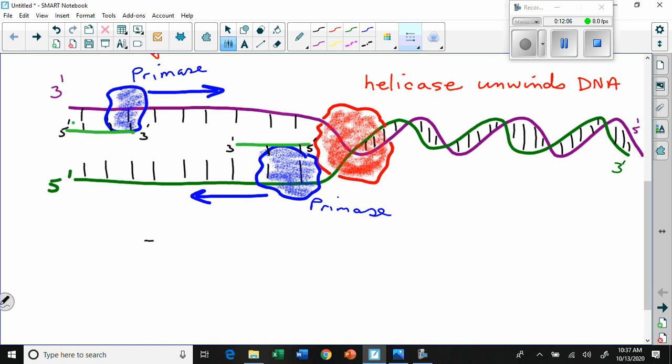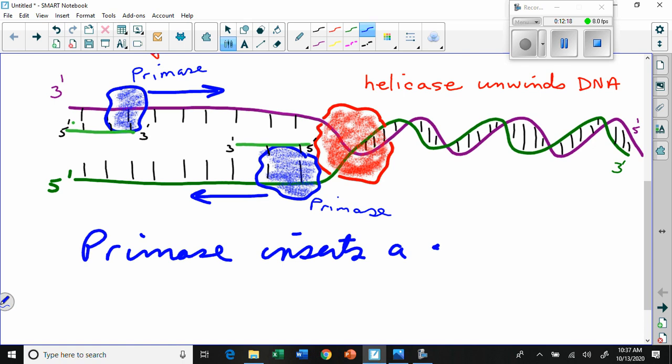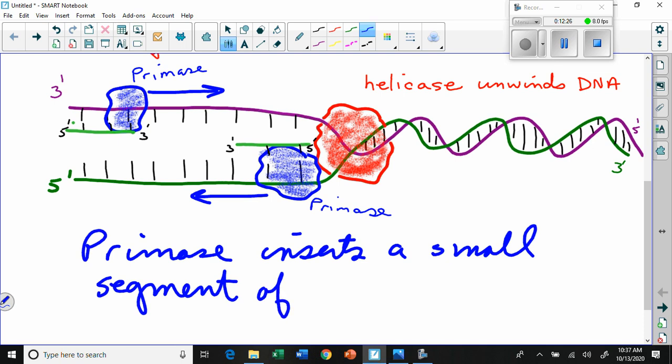Now this primase only adds a small little piece of RNA. So we're going to write underneath here, primase inserts a small segment of RNA, right? RNA primer. That's what it's called. It's called an RNA primer. And that serves as a starting point for the actual DNA building.